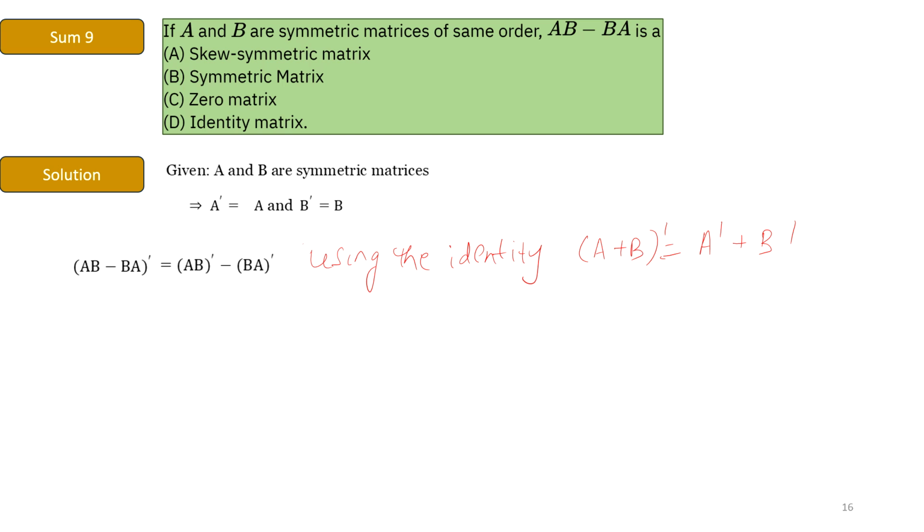Now AB minus BA whole transpose is equal to AB transpose minus BA transpose. This is using the identity A plus B whole transpose is equal to A transpose plus B transpose. The above will be equal to B transpose A transpose minus A transpose B transpose using the identity AB whole transpose is equal to B transpose A transpose.